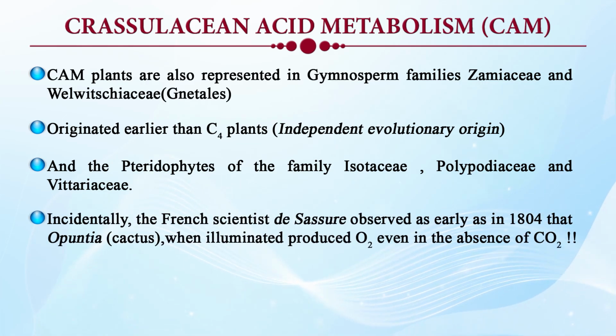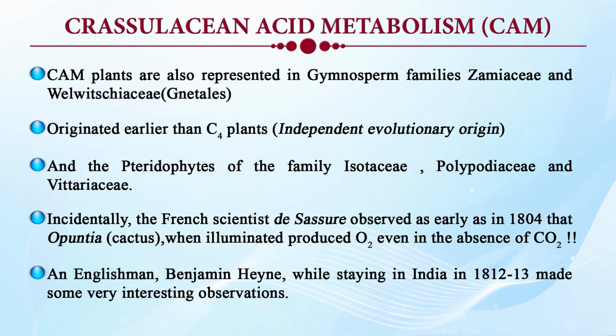The CAM cycle was mentioned as early as 1804, when Nicolas de Saussure, the French scientist, observed that in Opuntia, the illuminated plants could produce oxygen even in the absence of carbon dioxide. And there goes a very interesting story. An Englishman, Benjamin Hayne, who was stationed in India in 1812 and 1813, made some very interesting observations on Bryophyllum.